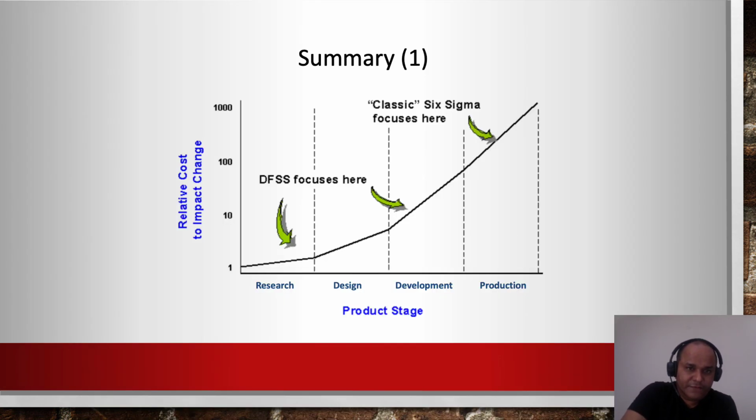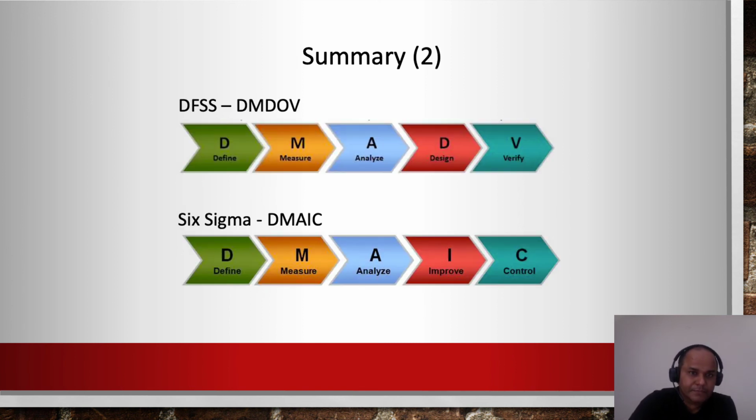First summary. If you see research, design, development, and production, these are the product stages. DFSS focuses mostly on the research area, and then if you see the graph, on design and then deployment, while classic Six Sigma focuses on the production stage. Relative cost to impact changes: if you see this, you will get the idea of how it is going to impact the entire system.